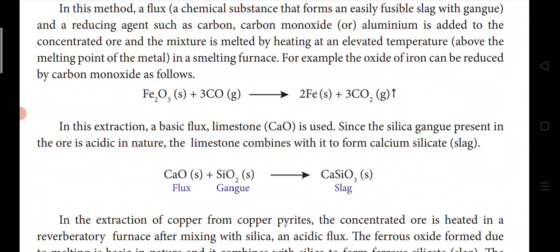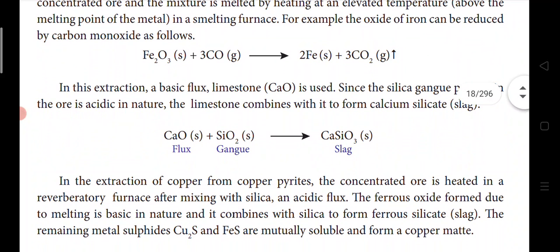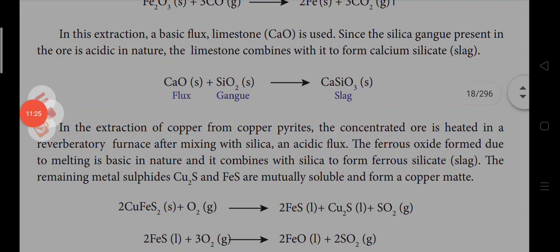Here silica, which is a pure silica gangue present in these ores, is acidic in nature. நம்மளோட மெட்டலுக்கு ஏற்ற மாதிரி, நம்மளோட மெட்டல் வந்து பேசிக்காக இருந்தது, நம்மளோட ஃப்ளக்ஸ் யூஸ் பண்ண வேண்டியது it could be an acid. நம்மளோட மெட்டலே அசிடிக்காக இருந்துச்சு அப்படின்னா we have to use a base flux. And since the silica gangue வந்து acidic nature இருக்கிறதுனால we have to use a base flux which is limestone, which combines with silica to form calcium silicate.